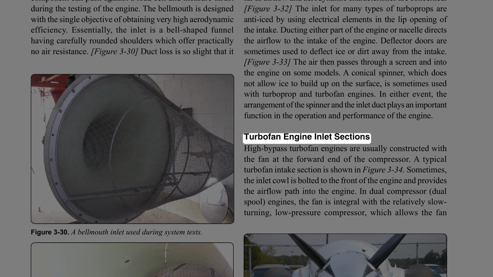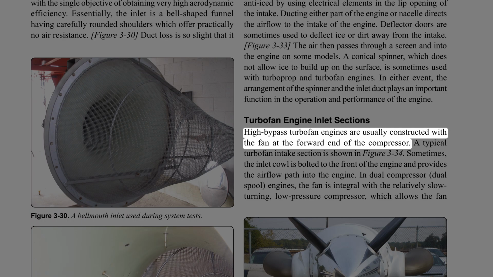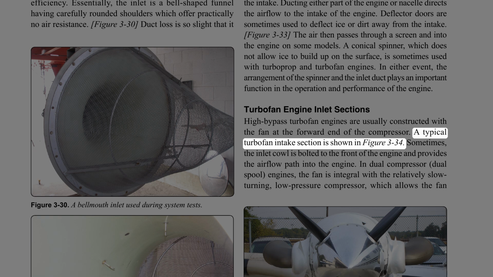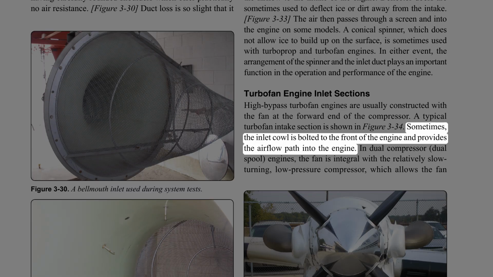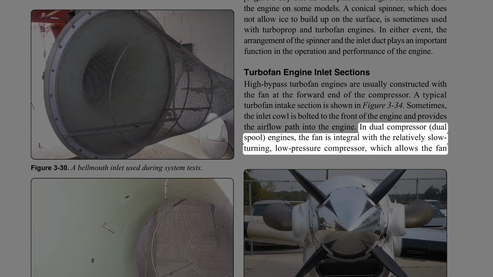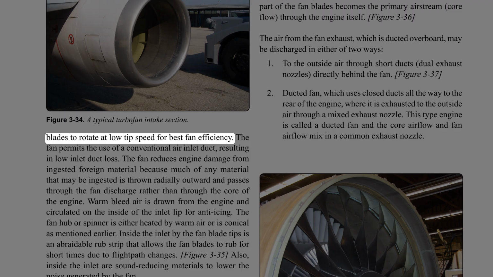Turbofan engine inlet sections. High bypass turbofan engines are usually constructed with the fan at the forward end of the compressor. A typical turbofan intake section is shown in Figure 3-34. Sometimes, the inlet cowl is bolted to the front of the engine and provides the airflow path into the engine. In dual compressor, dual spool engines, the fan is integral with the relatively slow-turning, low-pressure compressor, which allows the fan blades to rotate at low tip speed for best fan efficiency.